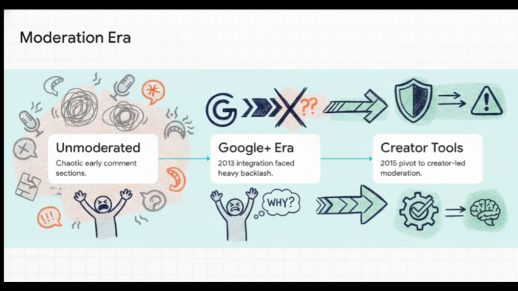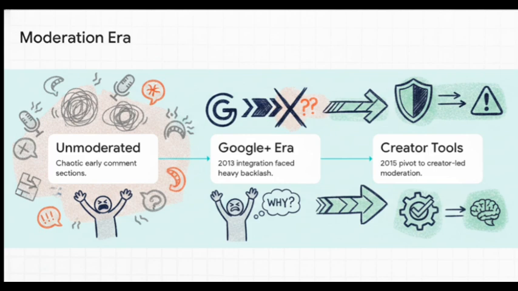The logic was that ending anonymity would force accountability, right? Well, it was met with immense backlash. Even the platform's co-founder, Jawed Karim, famously posted on his own channel explicitly asking why he needed a Google Plus account just to comment on a video. The outcry was deafening. And that led to Step 3.